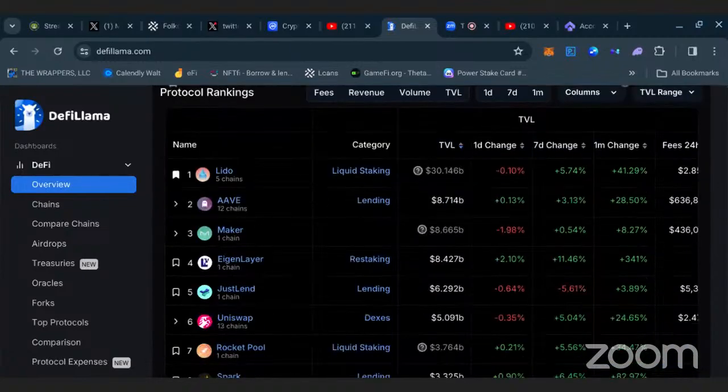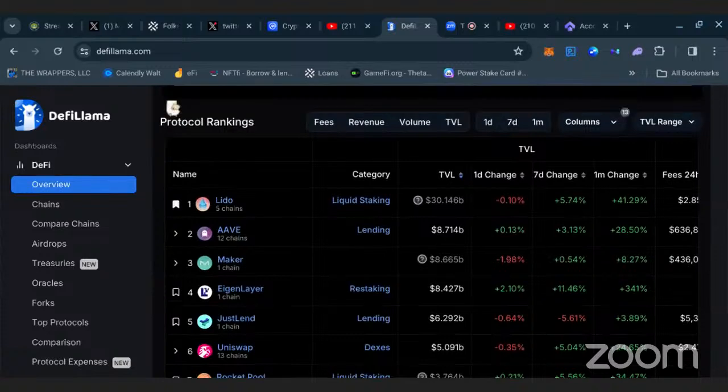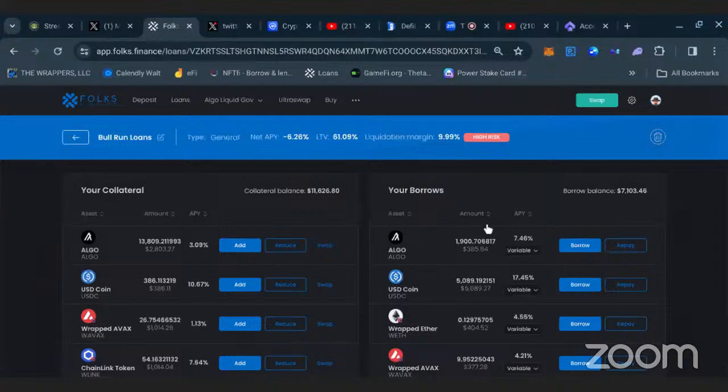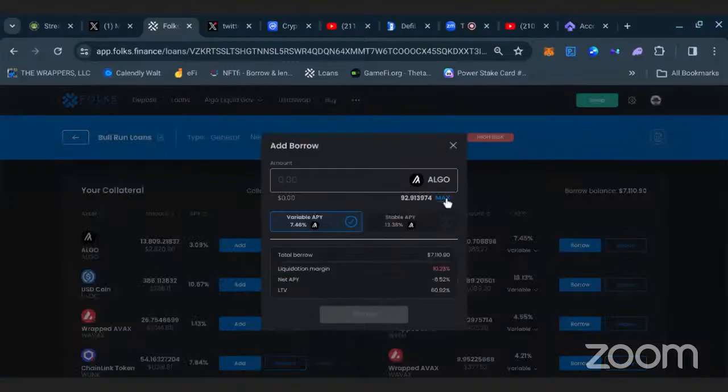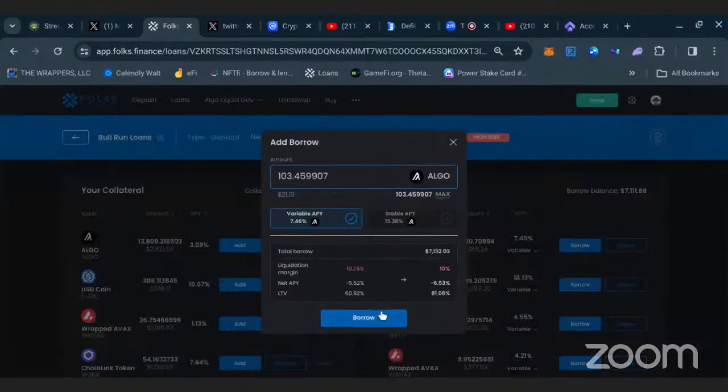Right here, the protocol. For example, Folks Finance, this is a protocol. And let me get this money real quick. Lofty is a protocol. Another $20.